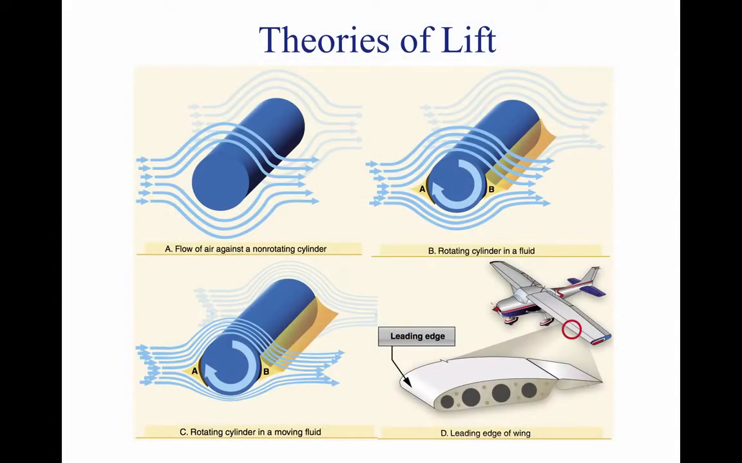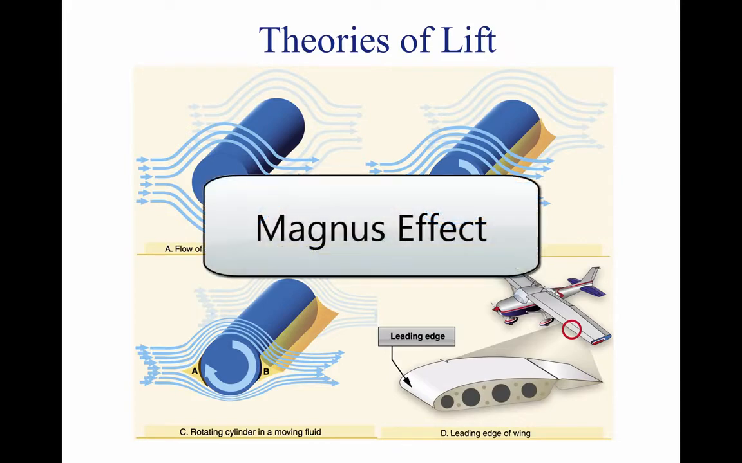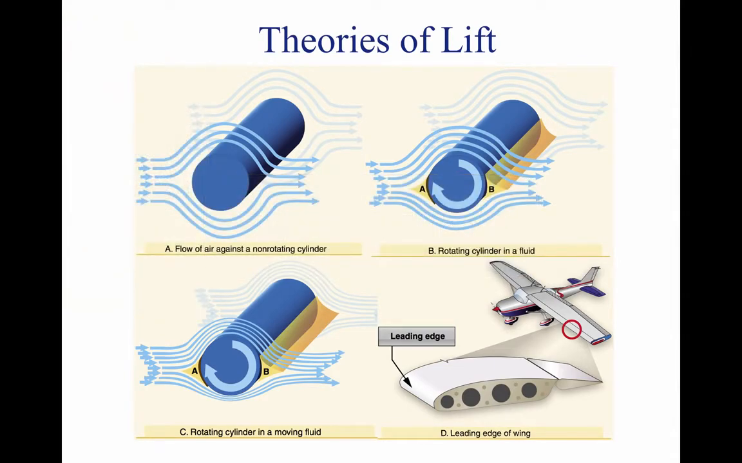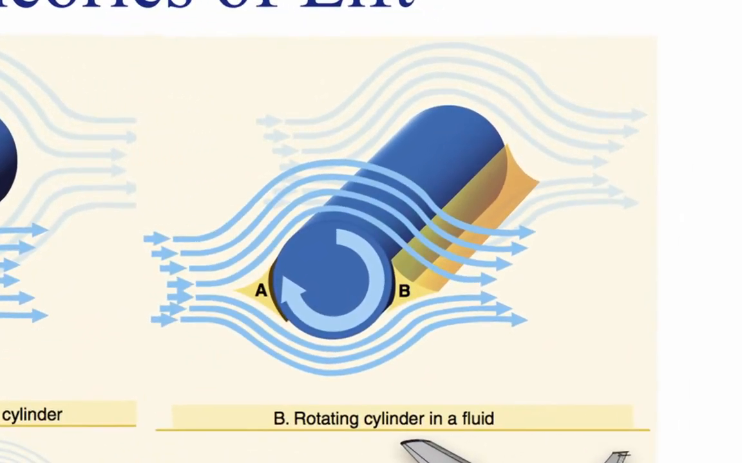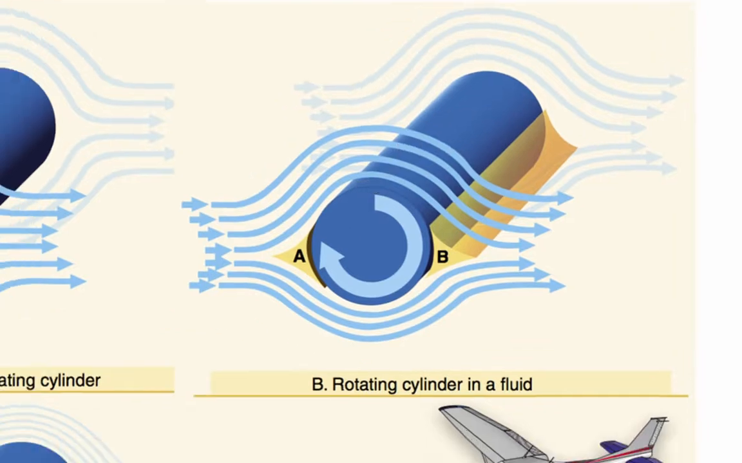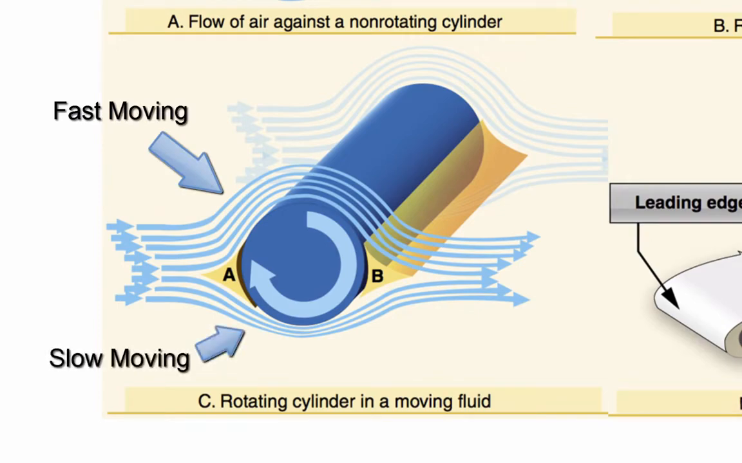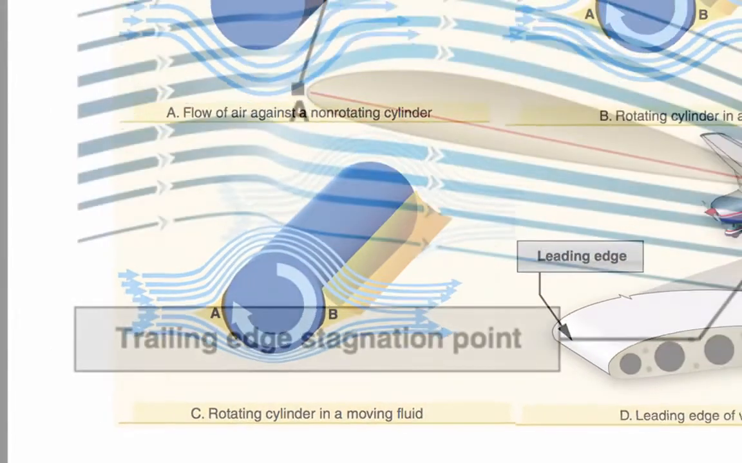The second theory that helps explain lift is the Magnus effect. This theory was created by Heinrich Gustav Magnus and helps show how the wing functions. When a cylinder rotates in a fluid, it creates a movement of the fluid because air molecules actually adhere, stick, or cling to the surface. When the cylinder is rotating through a moving liquid, part of the liquid is moving fast over the top, and on the bottom, the liquid is slowed down because of friction with the cylinder's surface.